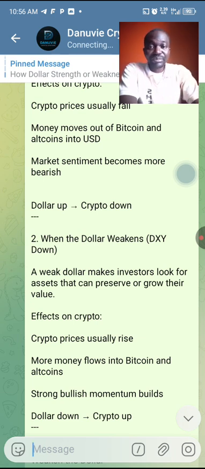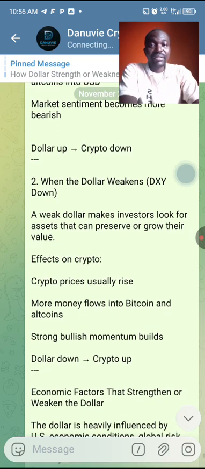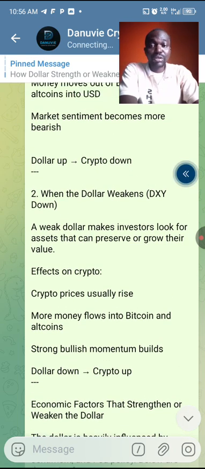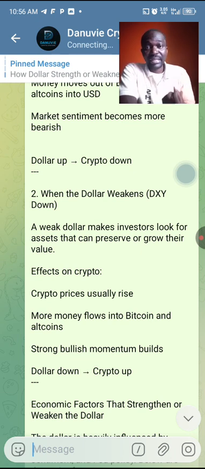Now, when the dollar weakens, a weak dollar makes investors look for assets that can preserve or grow their value, like I've said. So when the dollar is weakening, investors will prefer to move their money into risky assets like gold, crude oil, cryptocurrency, or even buy a stock. Because if those risky assets gain value, it's going to appreciate their money.